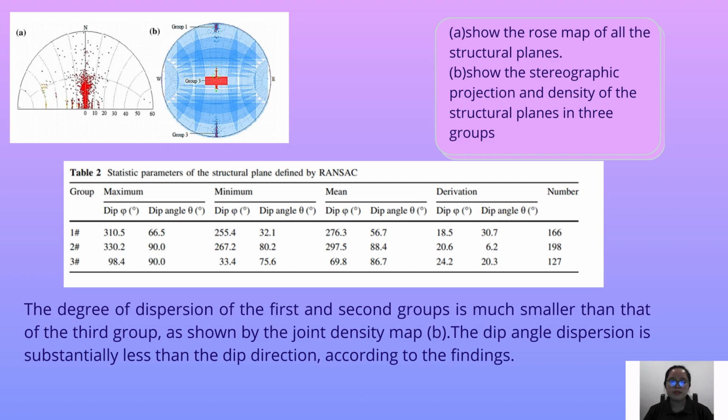The three structural plane groups have dip directions of 276.3 degrees, 297.5 degrees, and 69.8 degrees. The dip angles of the three structural planes are 56.7 degrees, 88.4 degrees, and 86.7 degrees. The degree of dispersion of the first and second groups is much smaller than the third group, as shown in the joint density map B. The dip angle dispersion is substantially less than the dip direction according to the findings.